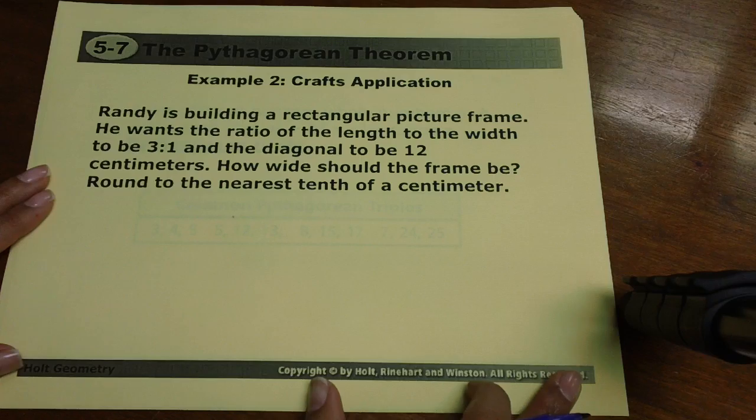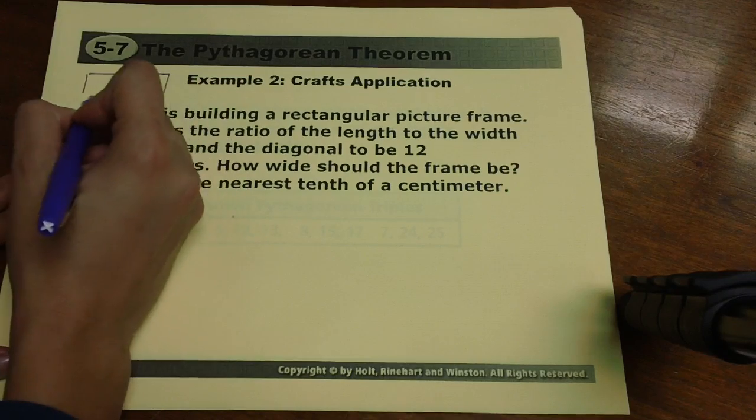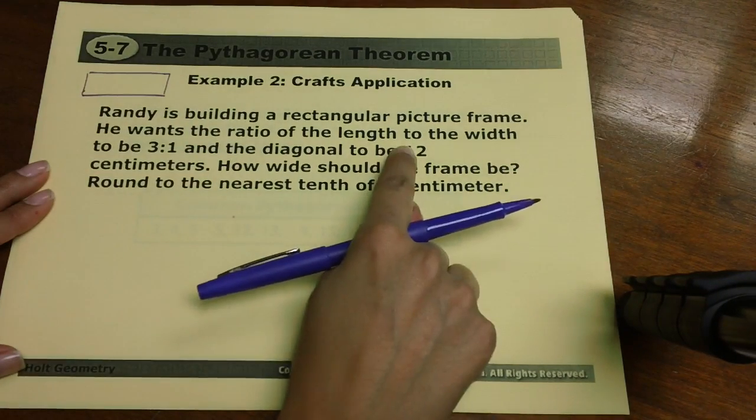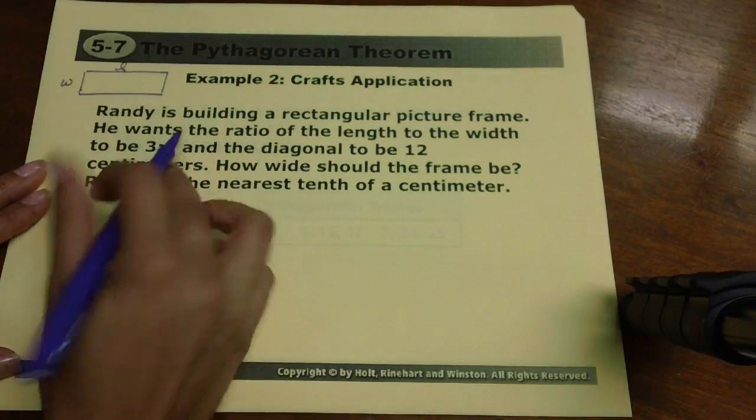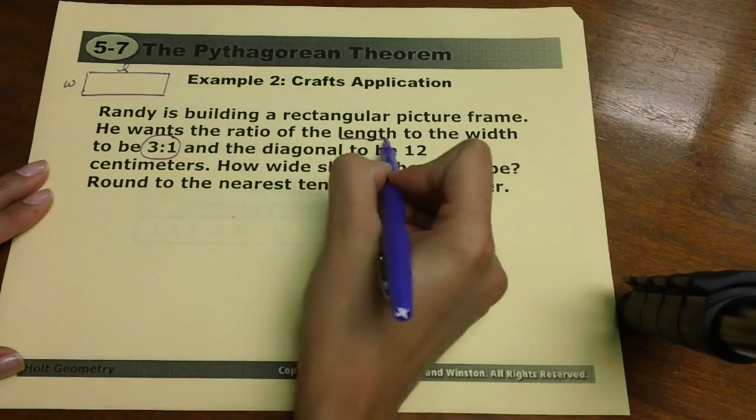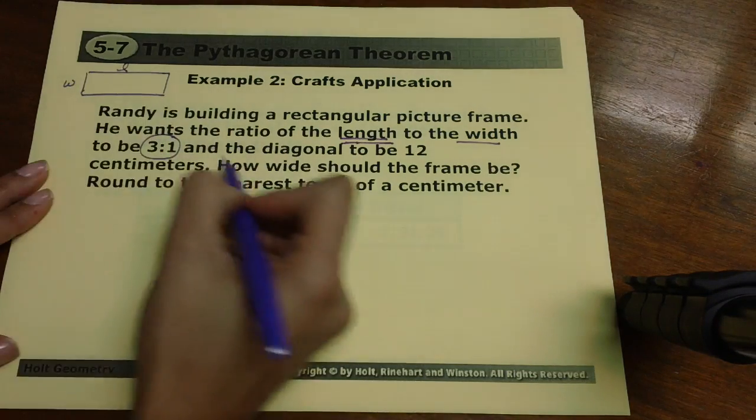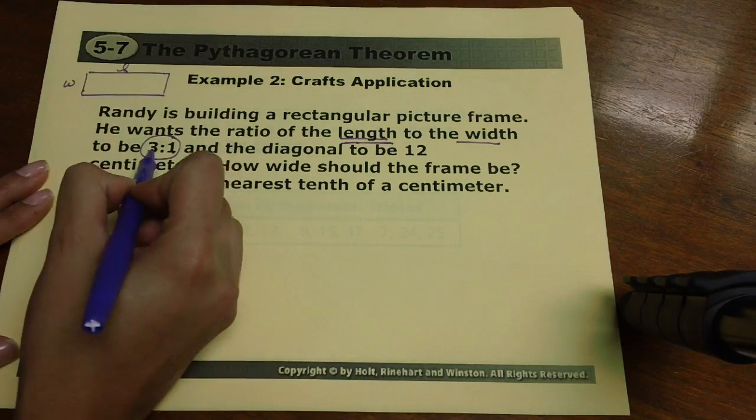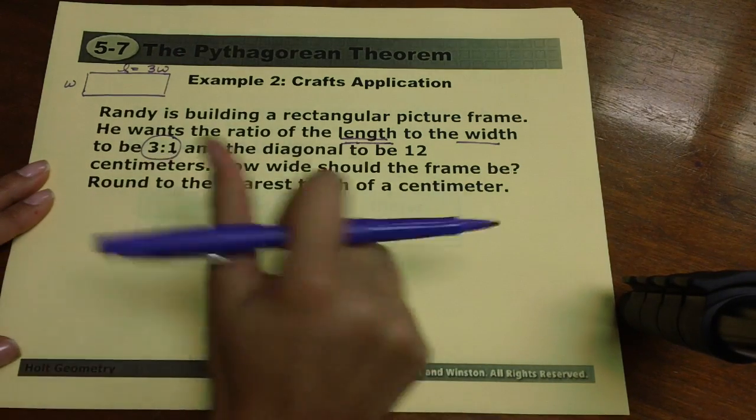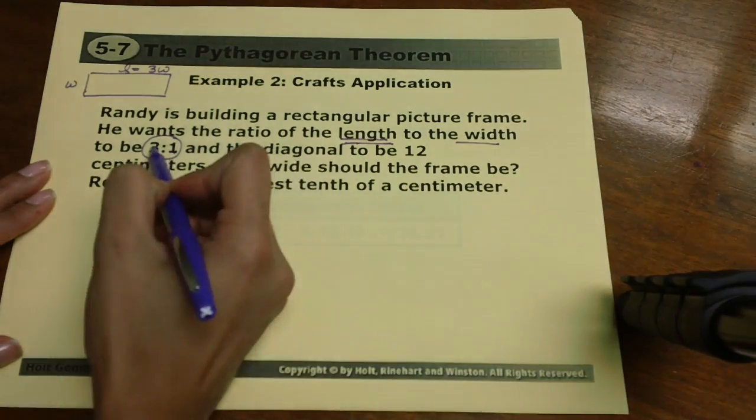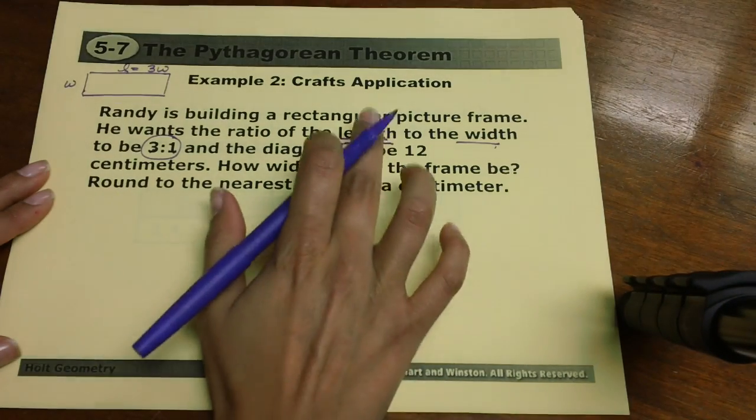Alright, here's your next problem. It says Randy's building a rectangular picture frame. I'm going to draw the picture frame right there. He wants the ratio of the length to the width, so here's your length, here's your width, to be 3 to 1. If your ratio is 3 to 1 and it's length to width, that means your length is the one that's longer. Since the width is the 1, my length is 3 times that. L is going to be 3W. Because it's 3 to 1, the width is 1, and the length is 3 times as big as the width. So 3 times as big as W is your length.